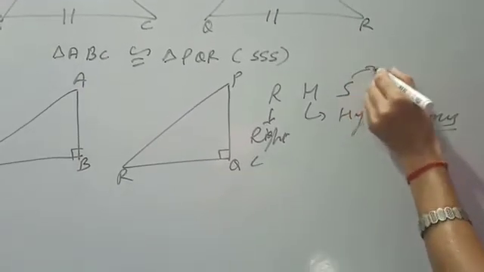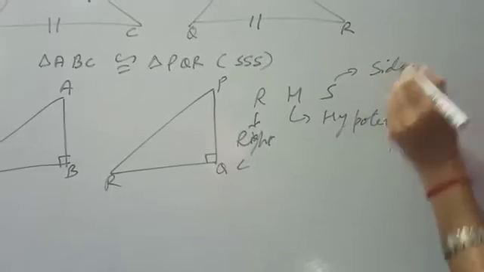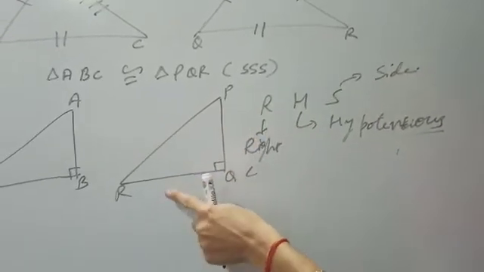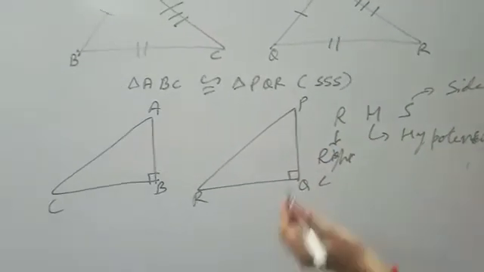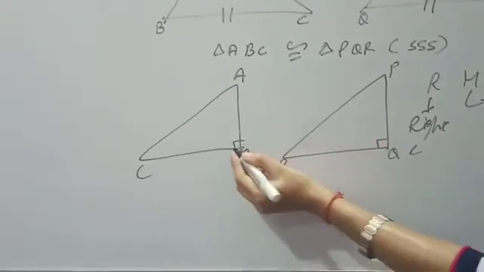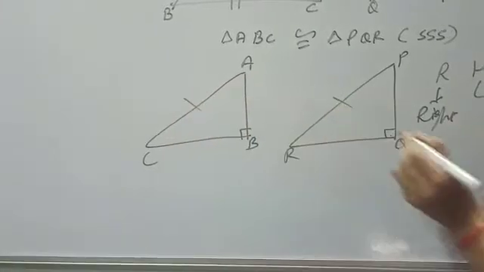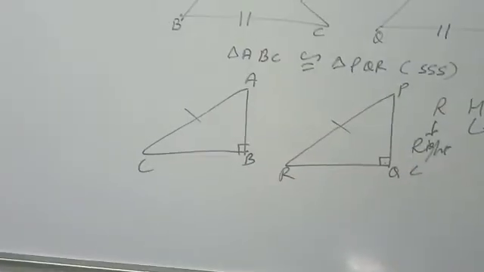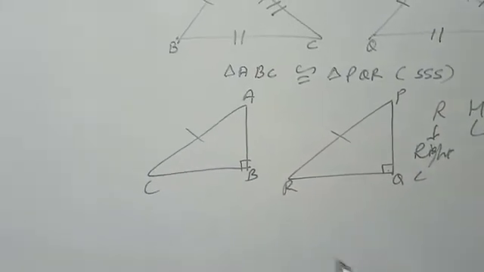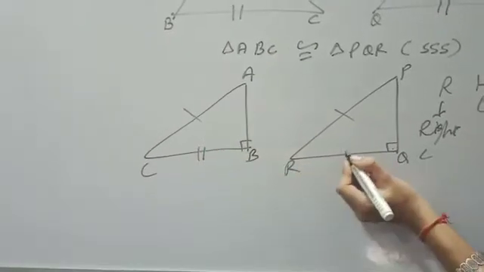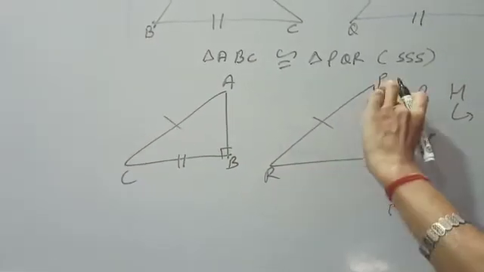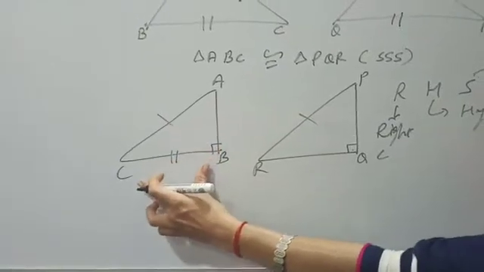And then a side, any side of them, either the perpendicular or the base. Suppose here we take angle B equal to angle Q, it is 90 degrees, and the hypotenuses are equal, AC equal to PR, and any side, if we take BC, then either QR or PQ must be equal to BC.